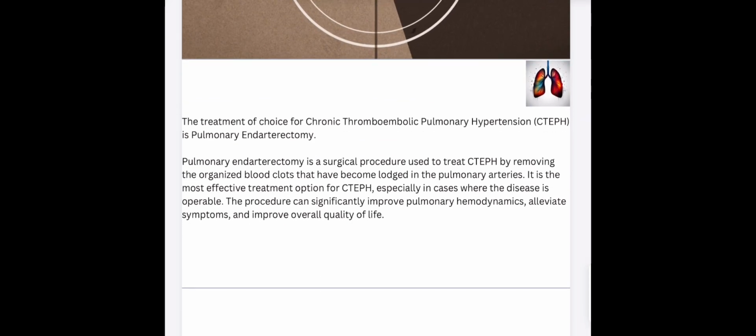And the answer is pulmonary endarterectomy. Pulmonary endarterectomy is a surgical procedure used to treat CTEPH by removing the organized blood clots that have become lodged in the pulmonary arteries. It is the most effective treatment option for CTEPH, especially in cases where the disease is operable. The procedure can significantly improve pulmonary hemodynamics, alleviate symptoms, and improve the overall quality of life.